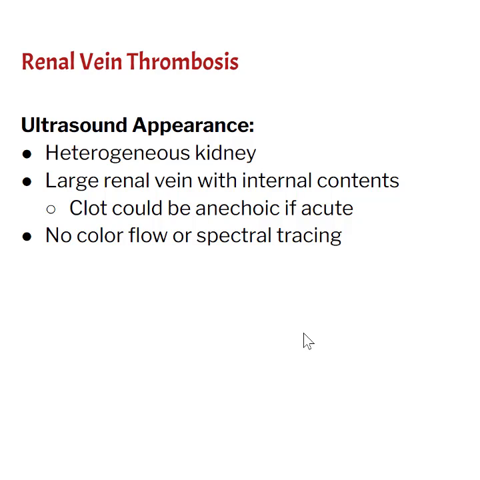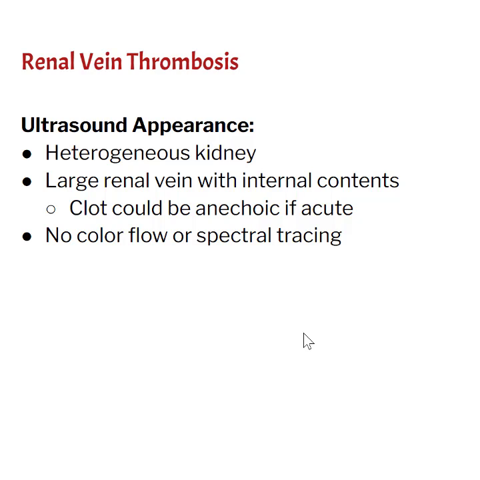On ultrasound then, the kidney is actually going to look really heterogeneous. There's still blood coming in through the renal artery, but it's getting blocked up within the kidney. So the kidney doesn't really know what to do with all this extra blood, and it starts to have issues with that overload of blood, making it appear heterogeneous. The renal vein will also appear large with internal contents. The clot is not always seen, especially if it's an acute clot.